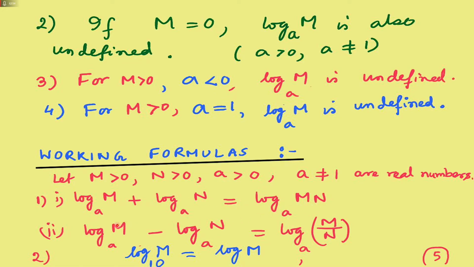And see that these bases are the same. Here the base is a, and here also the base is a, and they will give you an answer where the base is also a. That means this relation will only hold when their bases are the same. Otherwise you cannot add the logs. And this is the subtraction relation. Log m base a minus log n base a is nothing but log m by n base a.